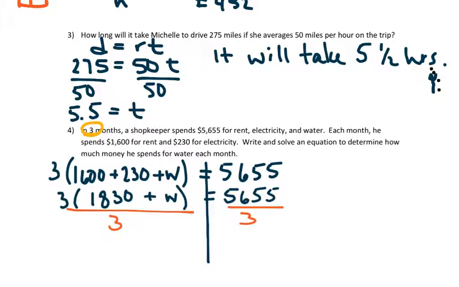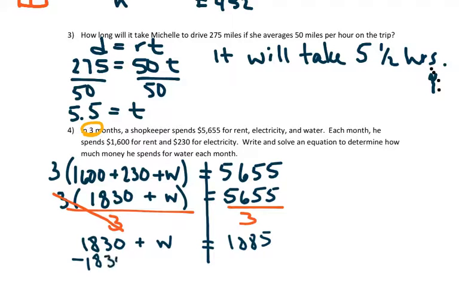And when we divide both sides by 3, 3 divided by 3 is 1, so that eliminates the 3's, and I'm left with 1,830 plus the water is equal to 1,885. And then to solve for W, I subtract 1,830 from both sides. And that leaves me with W equals $55. So that means that he spends $55 each month on water.